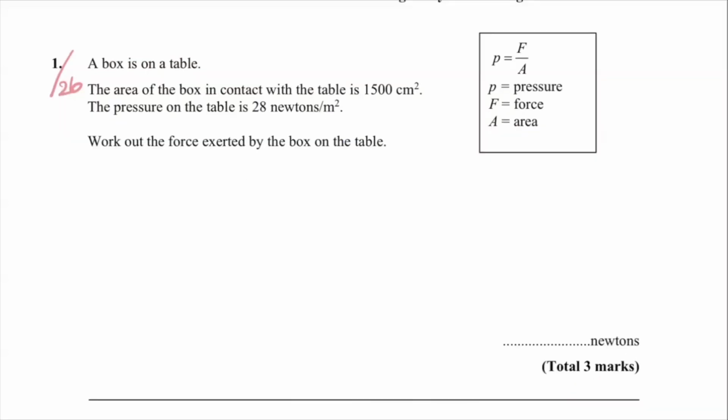Okay, so we've been given some information about area and pressure, and we need to find the force. So we've got our formula. The pressure has been given as 28 newtons per meter squared, and the area is 1,500 centimeters squared. And this is the first problem, and the first thing we really want to pick up in this question. We have different units, and they cannot be different. We're going to change our centimeters squared into meters squared.